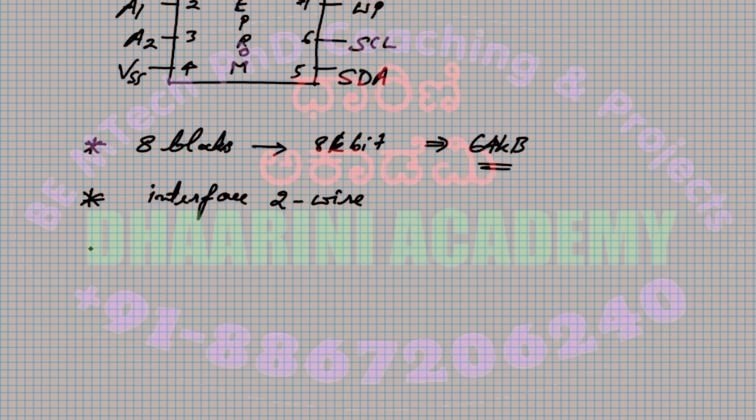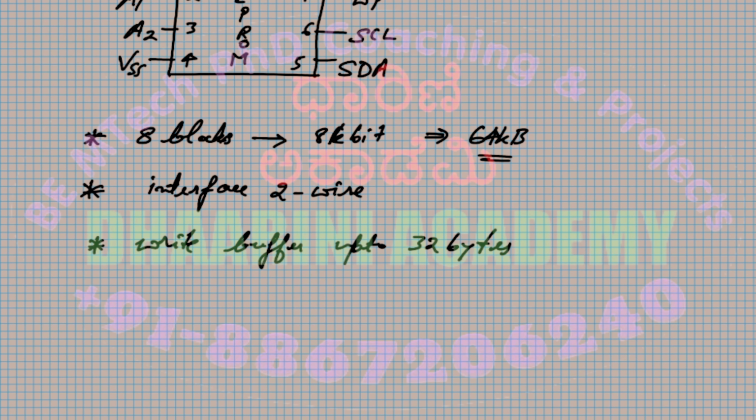Whenever you want to write something, there is a page write buffer which can take up to 32 bytes total. So there is a write buffer of up to 32 bytes. Normally whenever the EEPROM is manufactured, it is programmable, it is erasable, and you erase electronically. Which means I can write something, erase, write again, then erase, and write again.